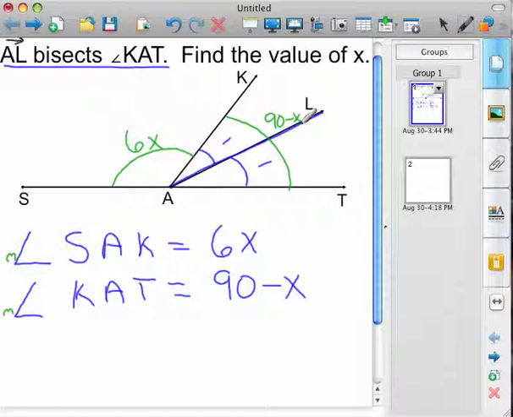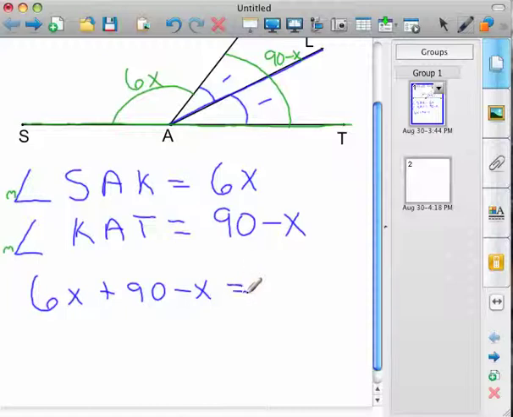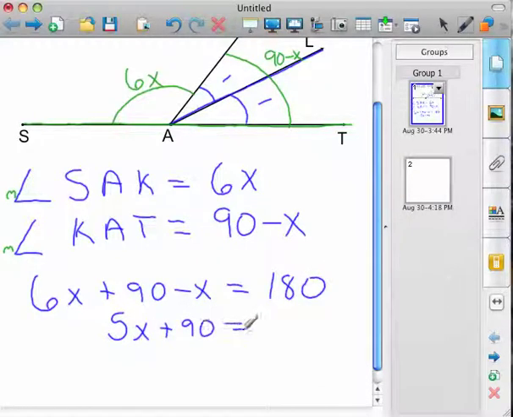But one thing we do notice is when added together, they make a straight line. So 6x plus 90 minus x is a linear pair, which means they add up to 180 degrees. So since they add up to 180 degrees, or a straight line, we can just set up our equation that way. So 6x plus 90 minus x equals 180 degrees. Simplifying this, now it's just an algebra problem. 6x minus x is 5x plus 90 equals 180.